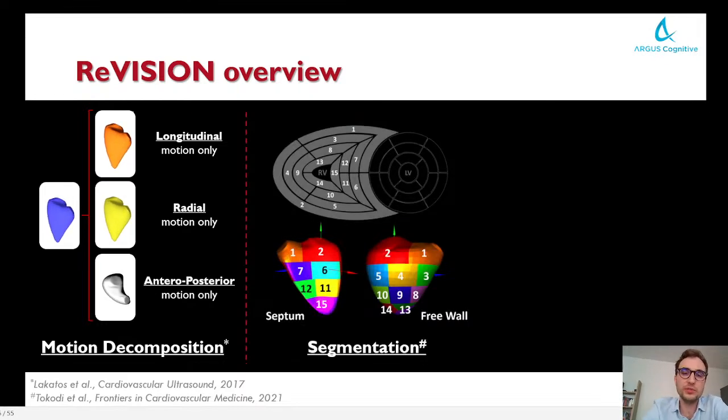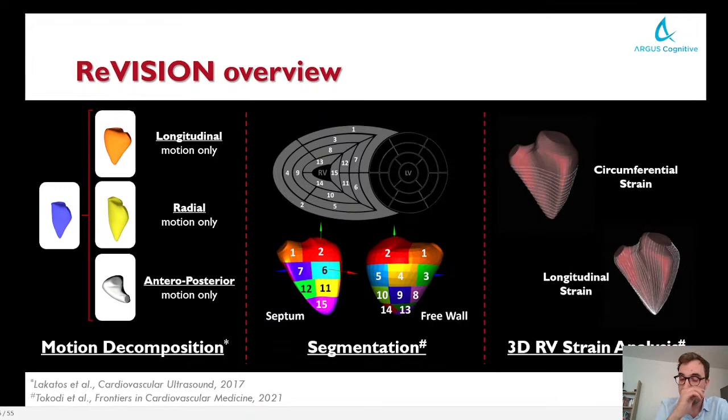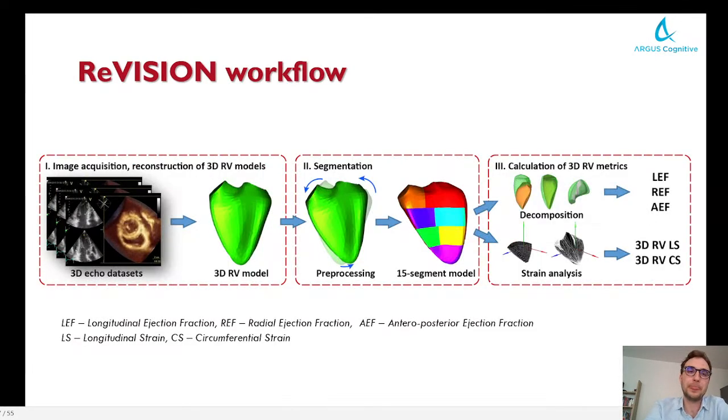Moreover, we can also do segmentation of the right ventricular function. So not just global, however, regional measures can be quantified as well. And we also have the ability to measure circumferential and longitudinal three-dimensional strain of the right ventricle, not just globally once again, but segmentally as well.